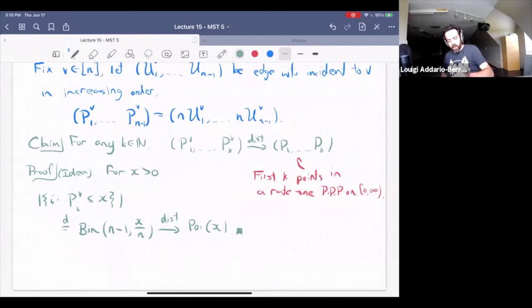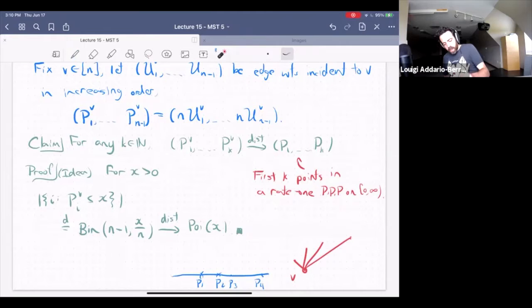So that means that if you look at this vertex V, and you look at its closest neighbor and second closest neighbor and third closest neighbor and fourth closest neighbor and so on, then these edge lengths look like the successive points of a Poisson point process on 0 infinity, getting longer and longer. I won't generally draw them with the Euclidean length actually representing the length, but you should think of the lengths increasing as we go from left to right.